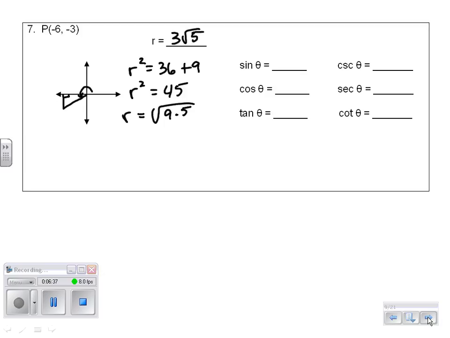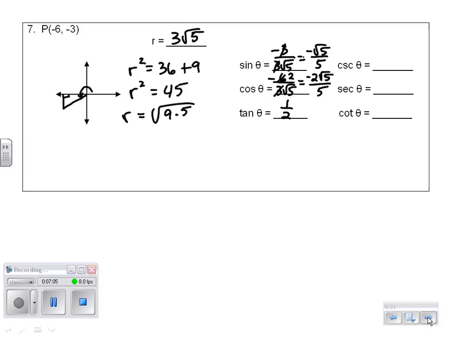Okay, sine, we have negative 3 over 3 root 5. The 3's are going to reduce, and when we rationalize, we get negative root 5 over 5. Cosine, negative 6 over 3 root 5. That reduces, given a 2, so we rationalize: negative 2 root 5 over 5. Tan is negative 3 over negative 6, which reduces to 1/2.